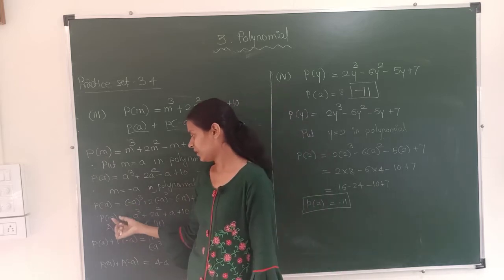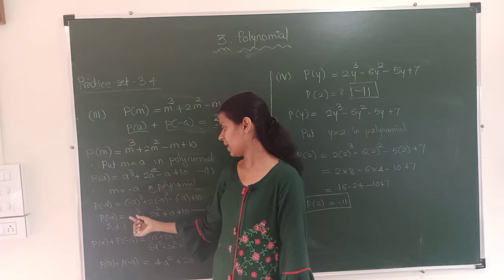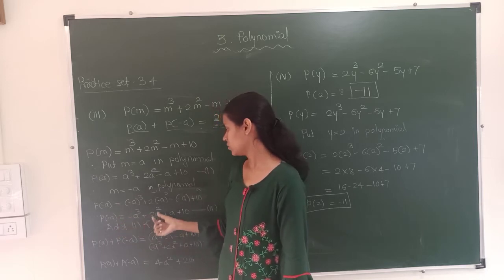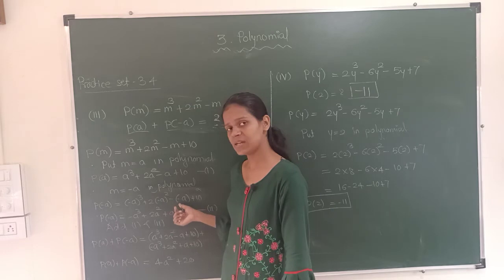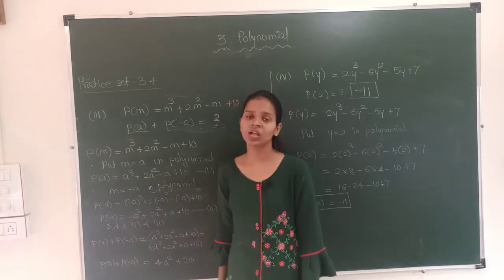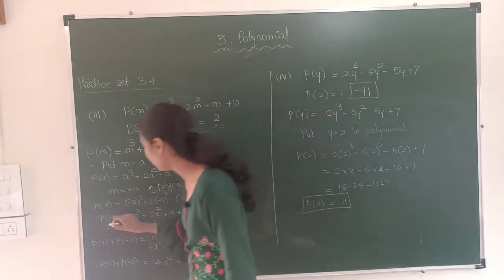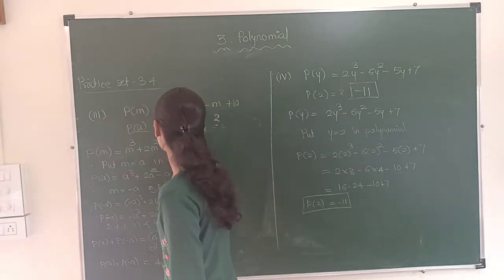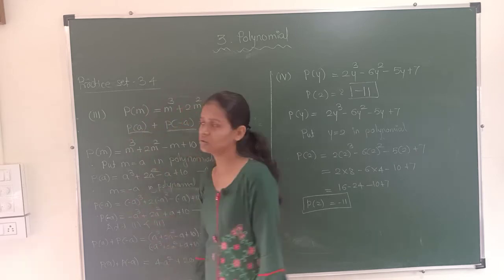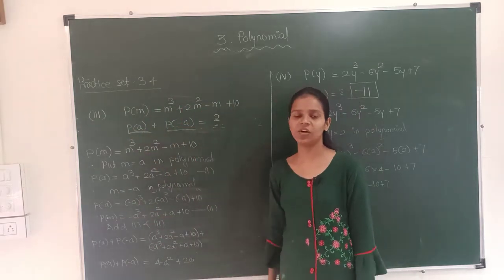See, now we can make some changes in it. P of minus A is equal to minus A raised to 3 plus 2a raised to 2. This minus becomes plus A and plus 10. We will call this equation number 2. Here we got P of minus A, okay? So we got both the polynomials. First one is P of A and second is P of minus A.